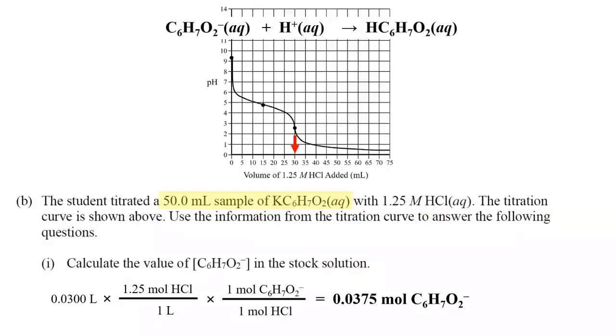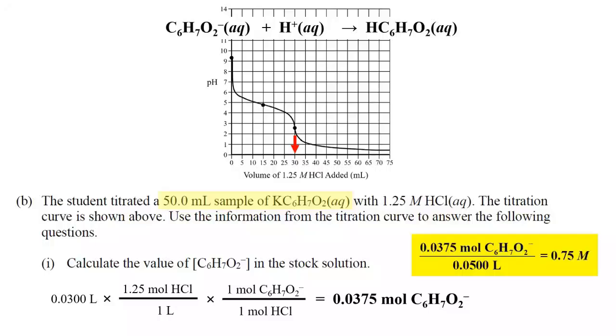So 50.0 milliliters becomes 0.05 liters when you divide by 1,000. So 0.0375 moles of the sorbate ion divided by the volume, 0.05 liters, and we get our answer. So the answer to part B number 1 is 0.75 moles per liter.